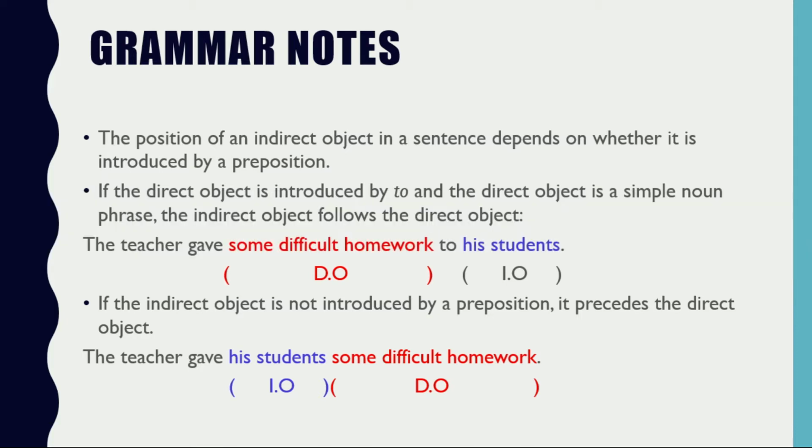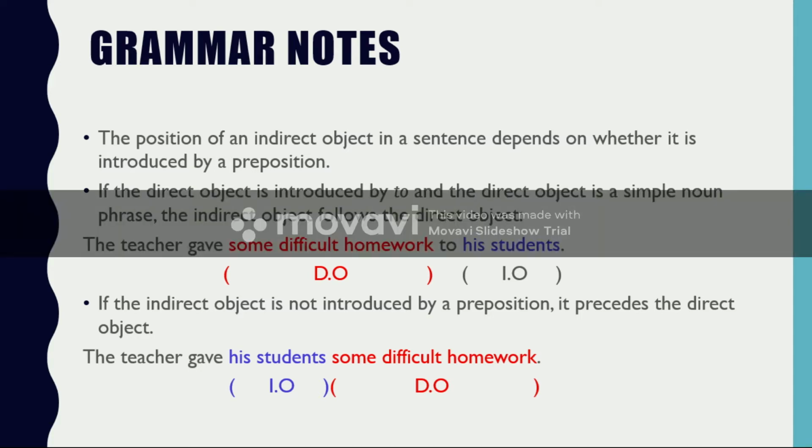In the other sentence, if the indirect object is not introduced by a preposition, it precedes the direct object. As in the example, the teacher gave his students some difficult homework: his students is the indirect object, and some difficult homework is the direct object.